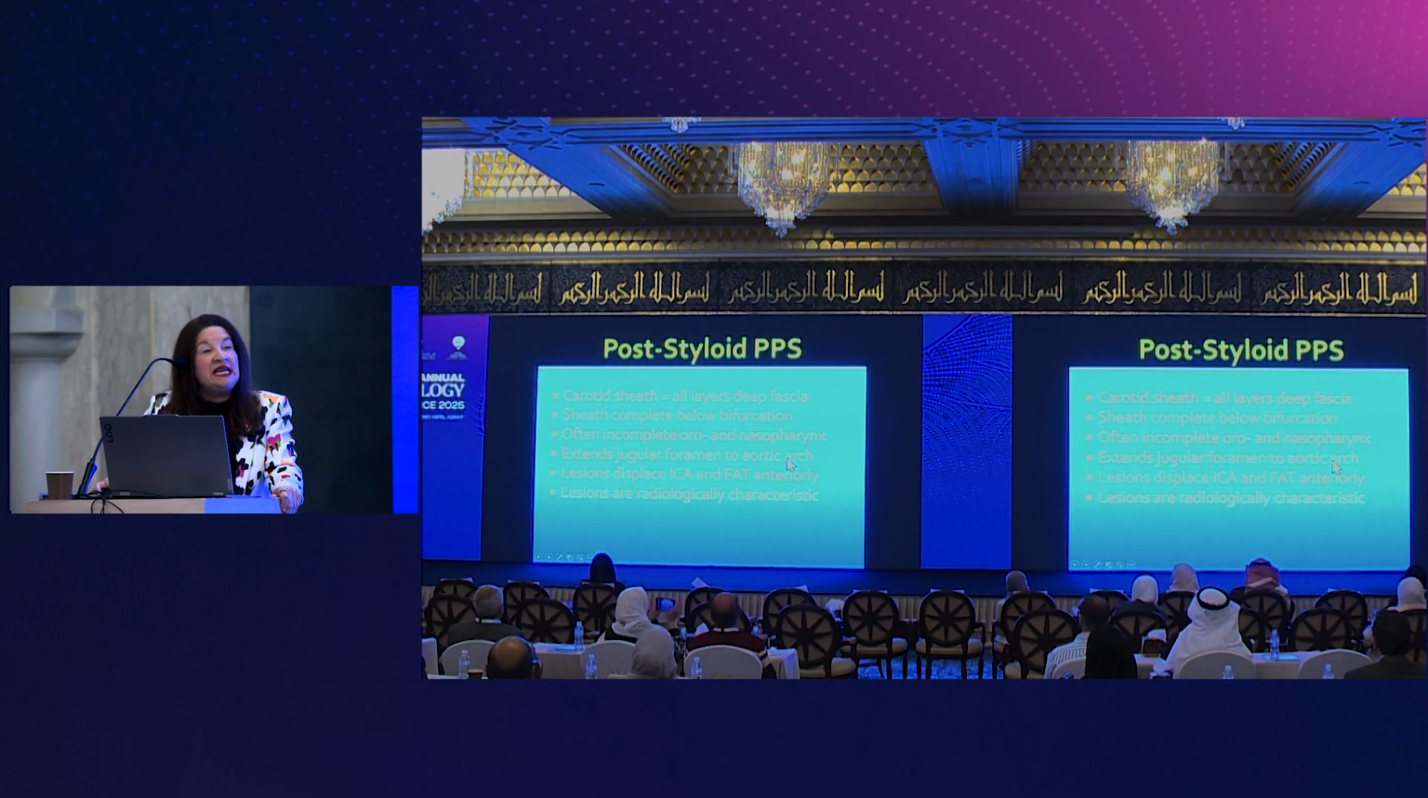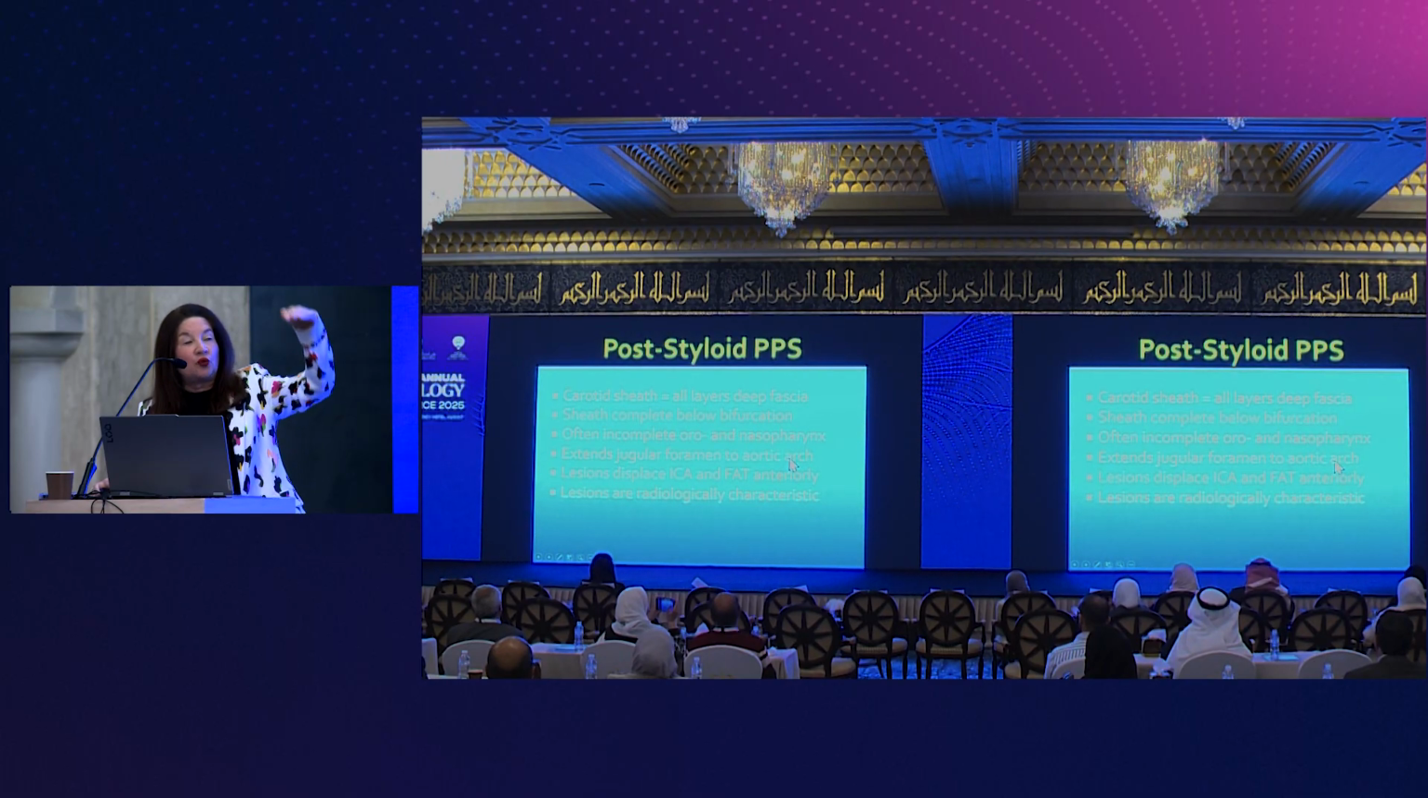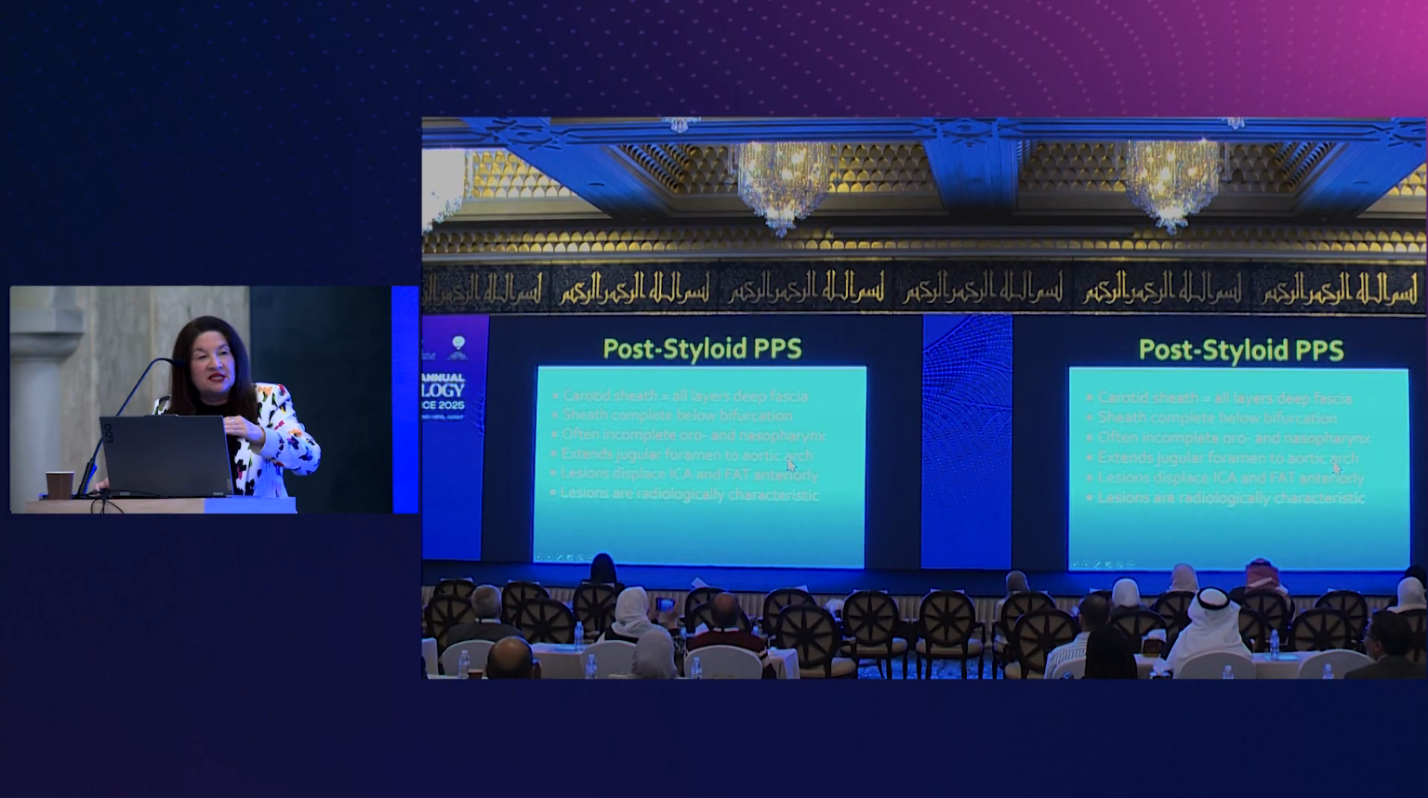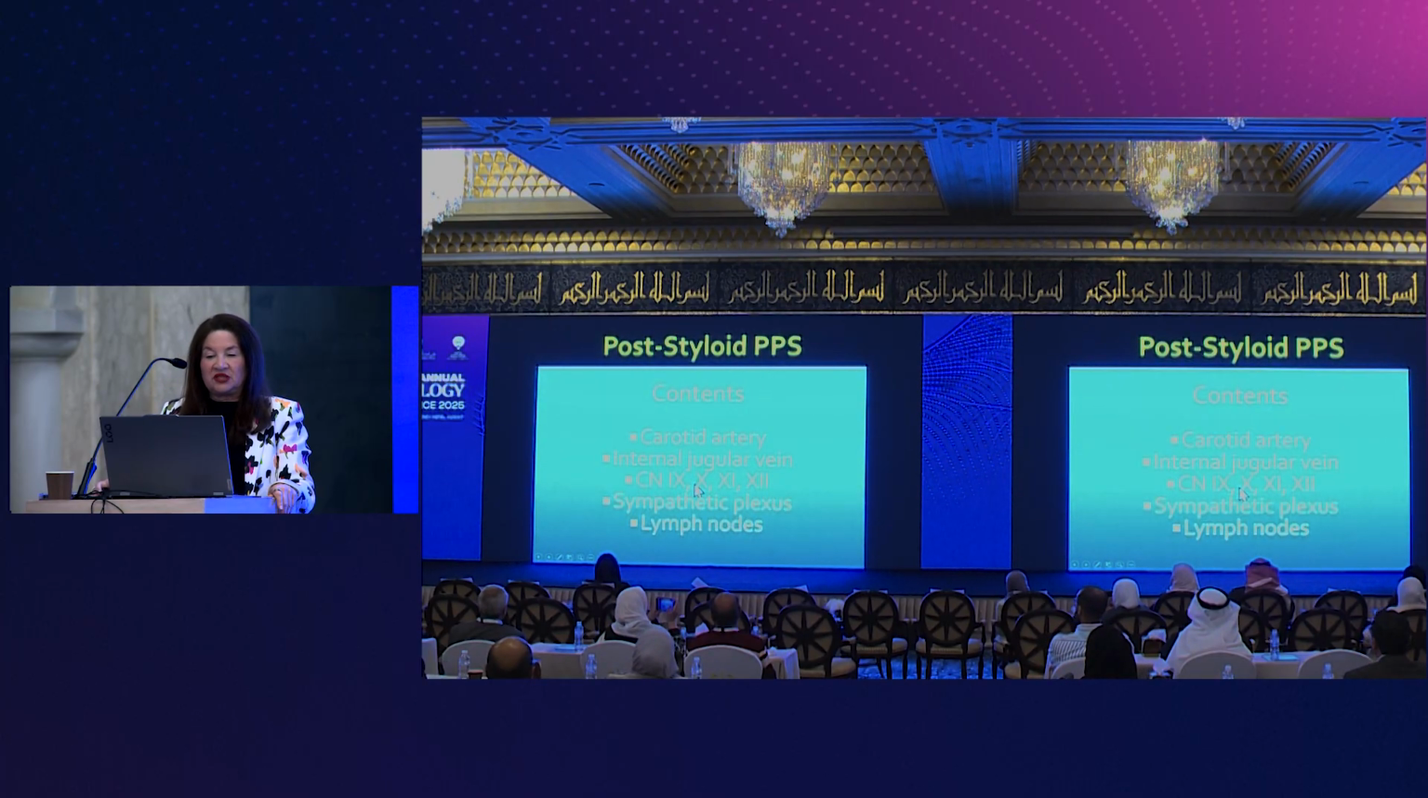arch, and lesions in the carotid space will displace the internal carotid artery anteriorly, because most of the pathology arises either from the vessel or from nerves sitting behind the vessel. So if a mass is arising behind the internal carotid artery, the carotid artery is going to be displaced anteriorly. It's also important to remember that a lot of lesions in this location are radiologically characteristic. In other words, you know what the diagnosis is.